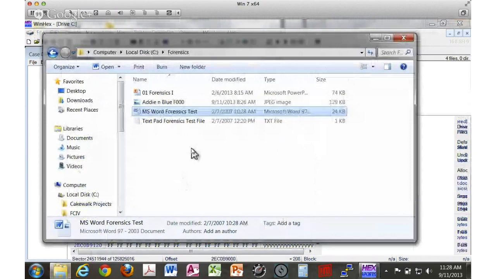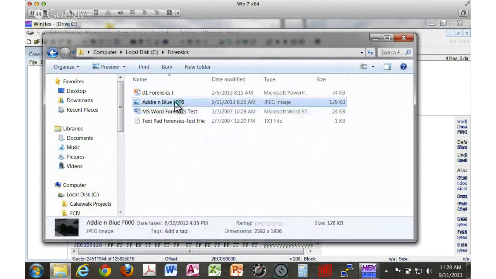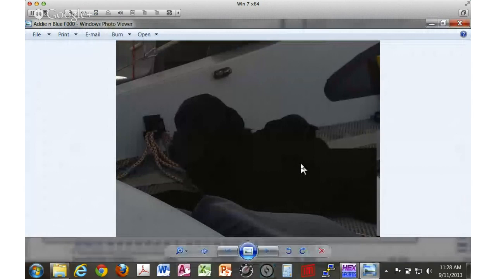You're right, save as, exactly. Let's take a look at this. Addy and Blue, and I have it. I wrote an address reminder here. So this is just an image. Two dogs, my two dogs. Puppy Blue is lying on Addy there. And now Blue is much bigger than Addy, and it's kind of funny. And I should have chosen a better image, but I didn't. But it's an image. And you don't see anything untoward in it.